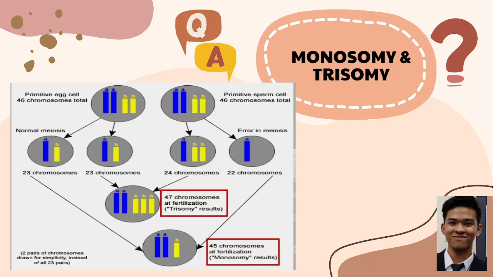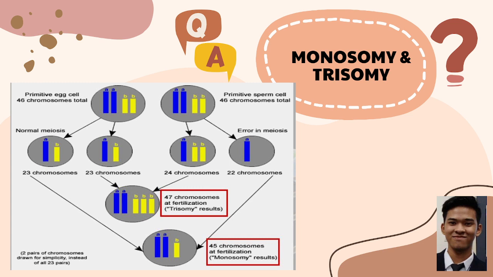Also, I have mentioned monosomy and trisomy. Now, I will explain monosomy and trisomy. In meiosis I, homologous chromosomes fail to separate properly during the first division, resulting in cells with an extra chromosome. This is what we call trisomy, and a cell missing a chromosome we call monosomy. If an abnormal cell with an extra or missing chromosome goes on to divide in meiosis II, it can result in gametes with an abnormal number of chromosomes.